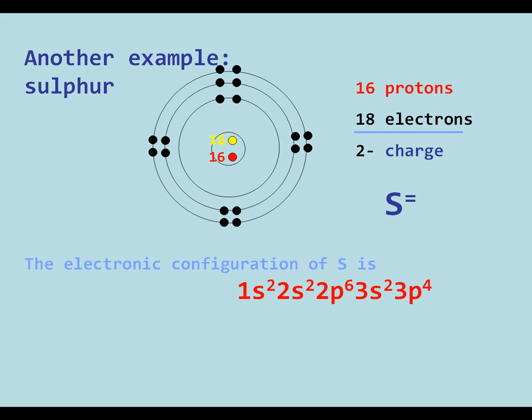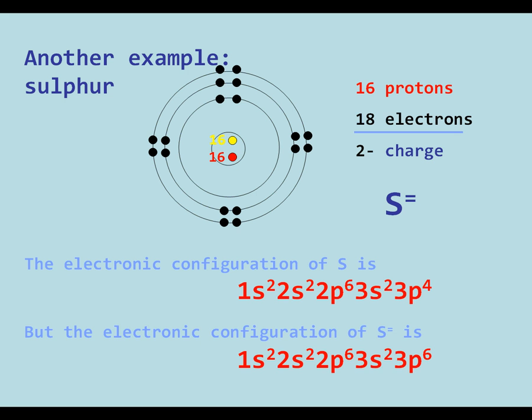The configuration of sulphur is 1s2, 2s2, 2p6, 3s2, 3p4, but in gaining 2 electrons to form the sulphide ion, it gets a subshell configuration of 1s2, 2s2, 2p6, 3s2, 3p6, which is a noble gas configuration, as I said before, the configuration of argon. So, in summary, both positive and negative ions form in order to produce stable electronic configurations. These configurations are usually the configurations of noble gases.